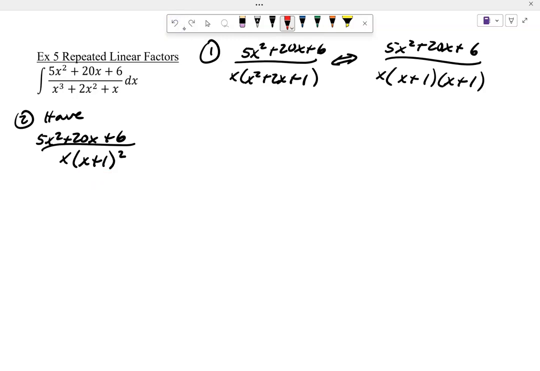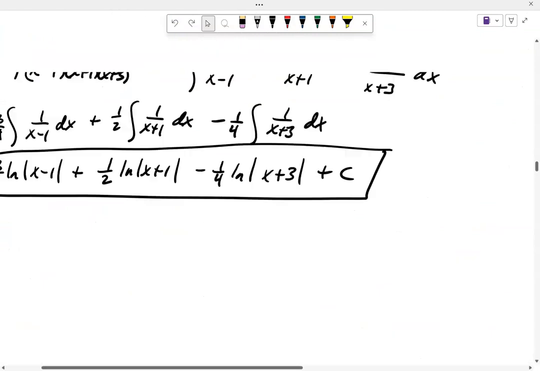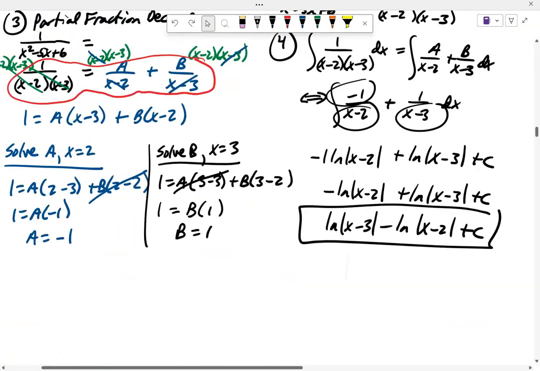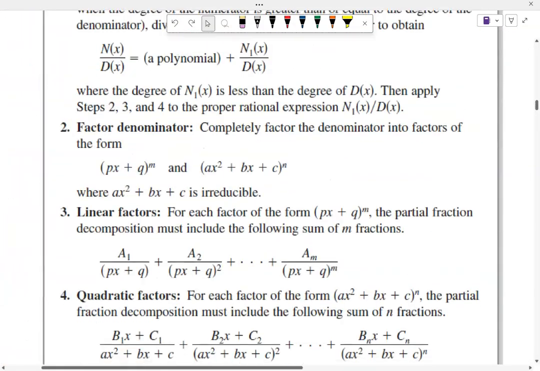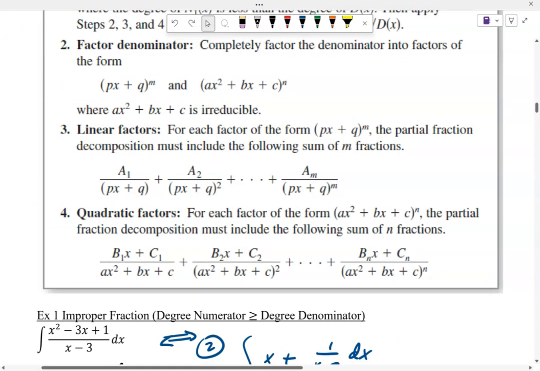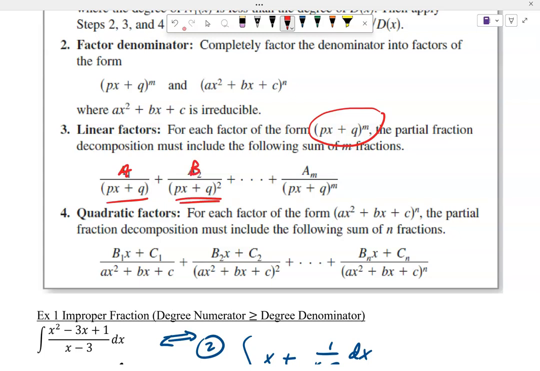Okay, and so if you go to the guide here, it shows you, let's see, where was that thing? Right here. If you have repeated factors, you do A over it once, and then in this case I do B over it, up to a maximum of whatever your degree is. Okay, so let me show you on this one. Let me erase this real quick.